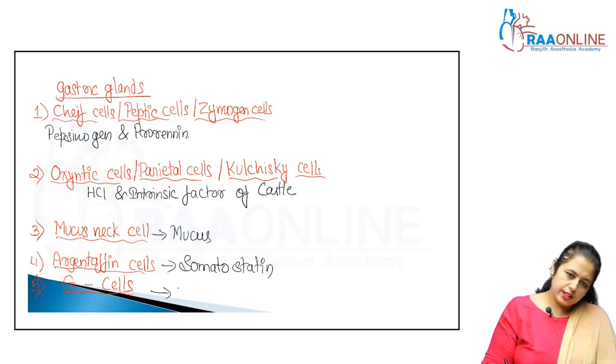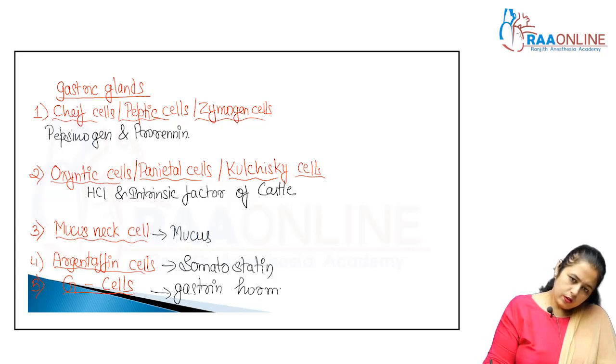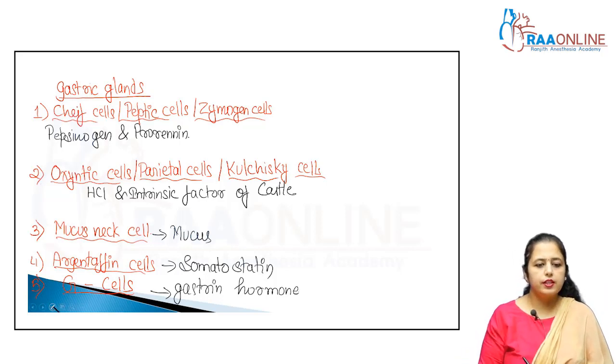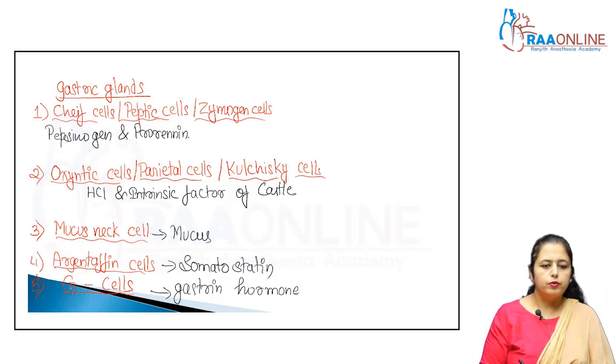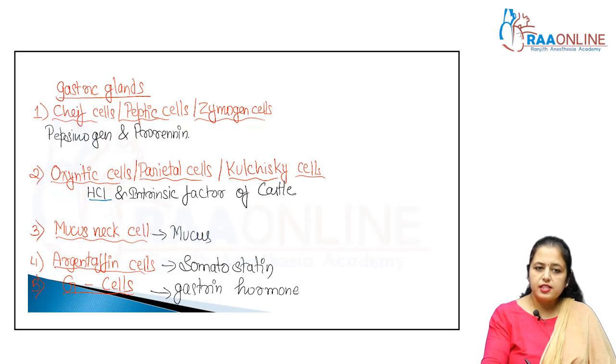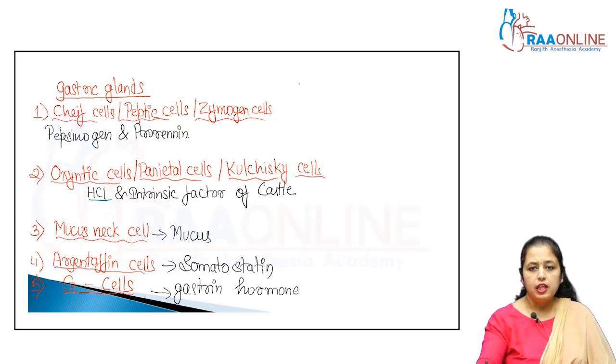G cell secretes gastrin hormone, right? Now what will happen? The pepsinogen and prorenin, in presence of that HCl, it activates the pepsin and renin. Both are proteolytic enzymes.